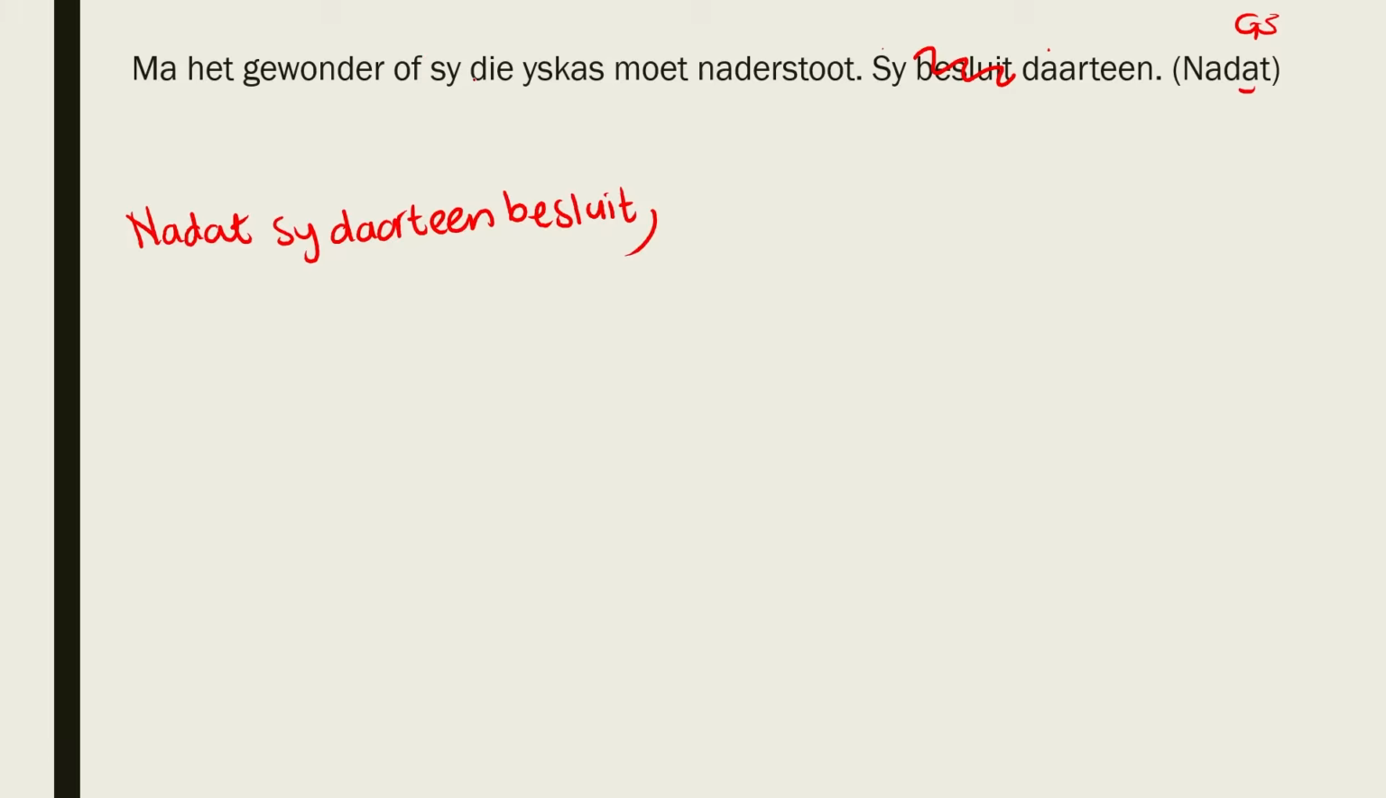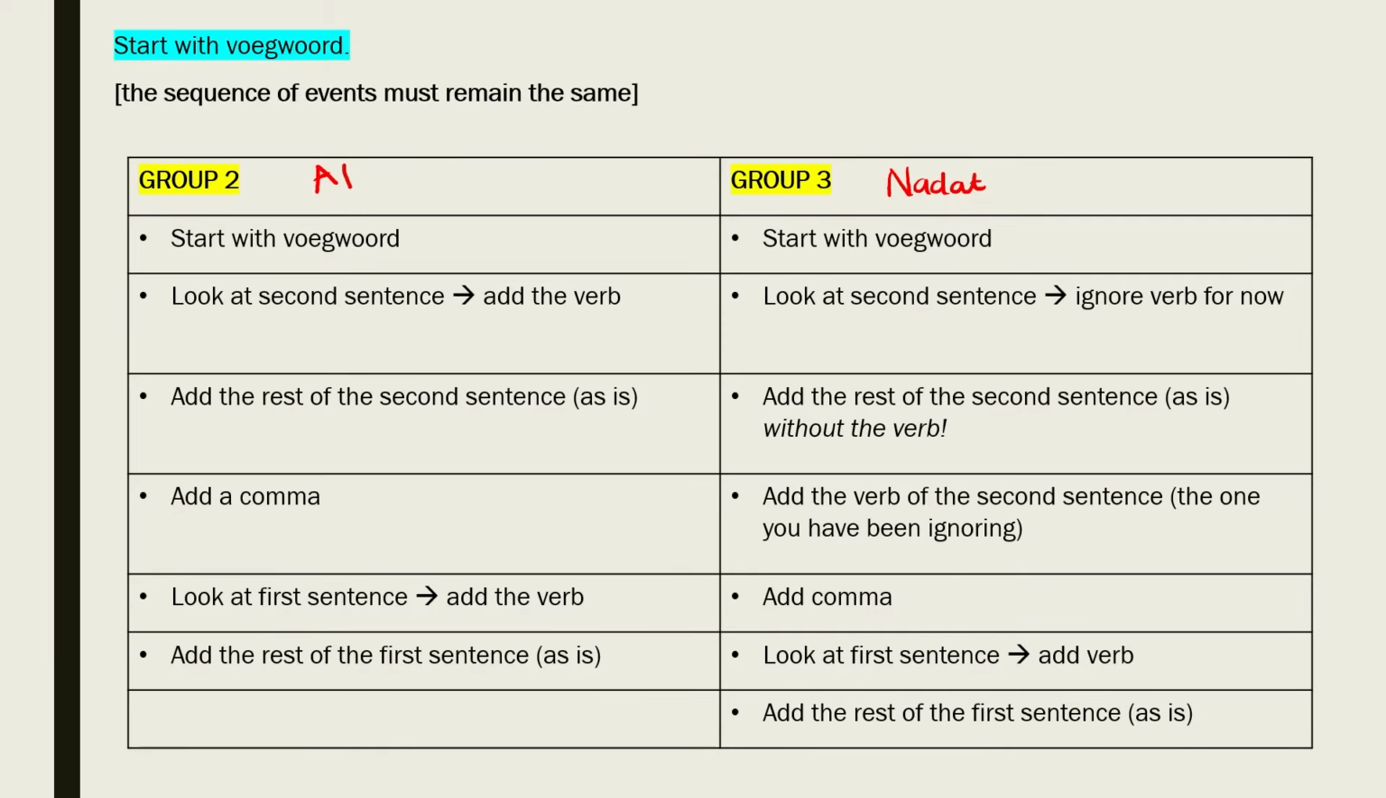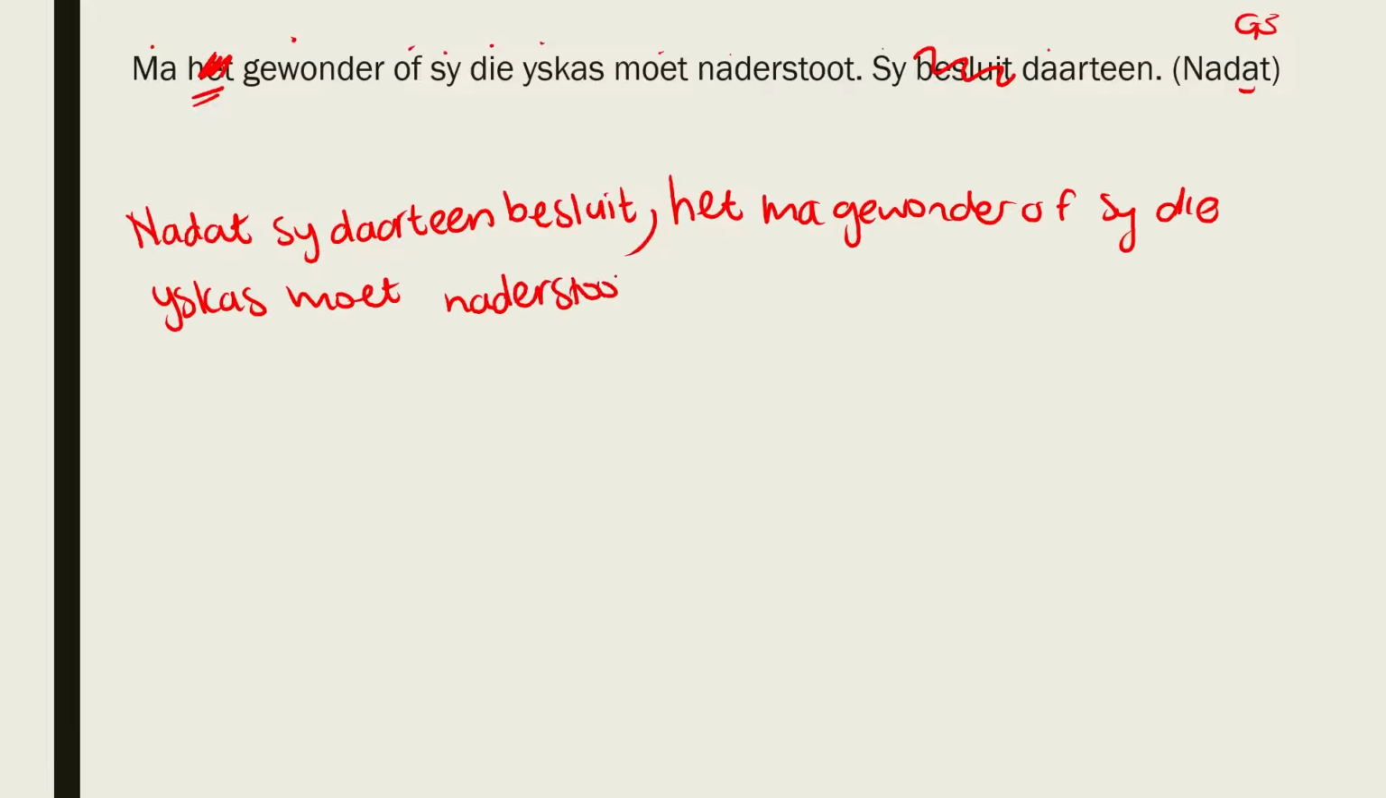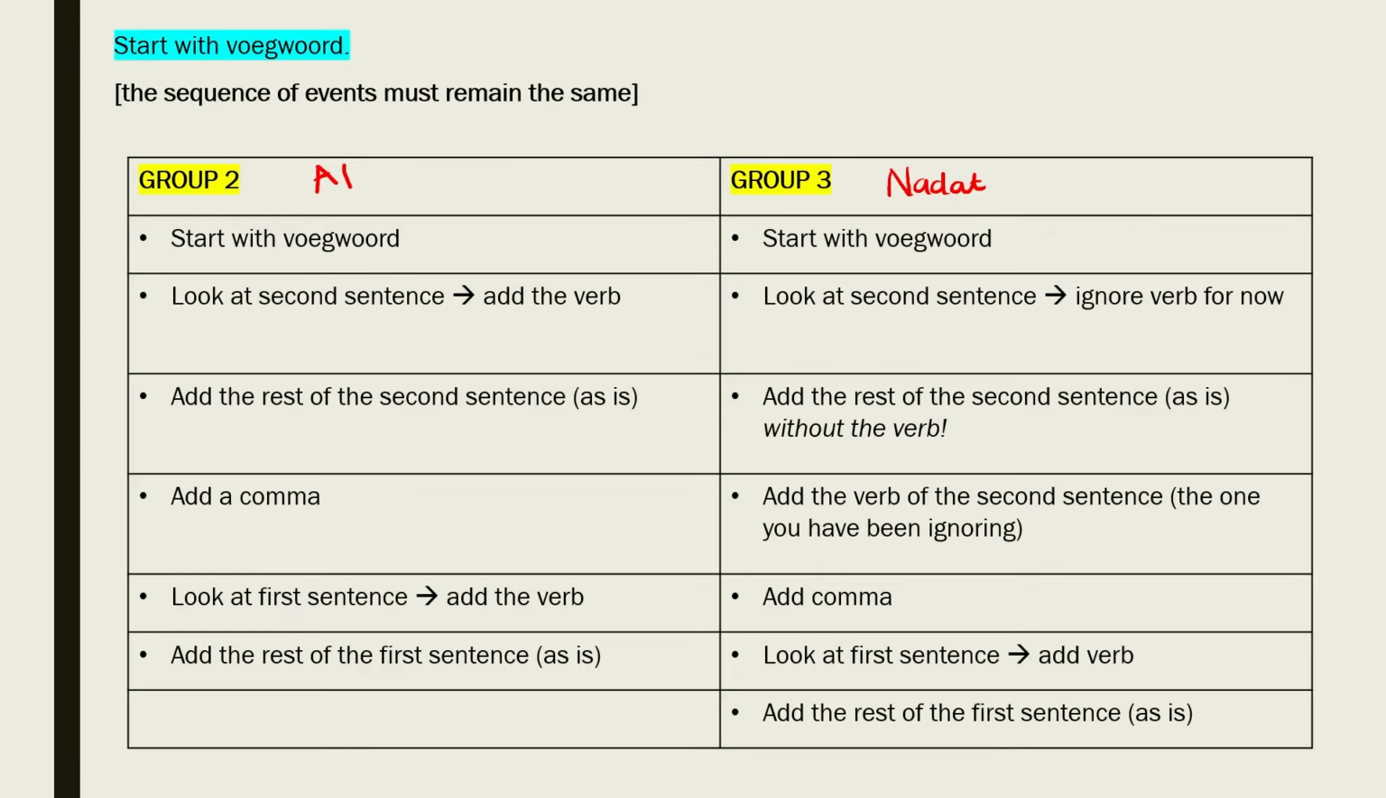And you add your verb. Ma het gewonder of sy die yskas moet nader stoot. What is our verb? Het. Het is our auxiliary verb, our verb. So we add het. Add the rest of the first sentence as is. So you write it down as is. Ma gewonder of sy die yskas moet nader stoot. So you write it as is. Ma het gewonder of sy die yskas moet nader stoot. So now you have successfully started with a group 3 voegwoord. Nadat sy daarteen besluit, het ma gewonder of sy die yskas moet nader stoot. Full stop.